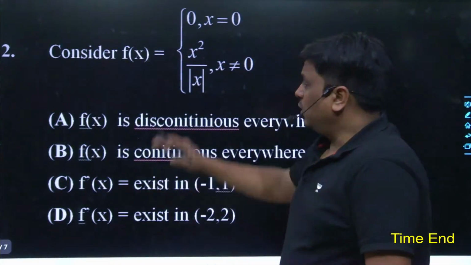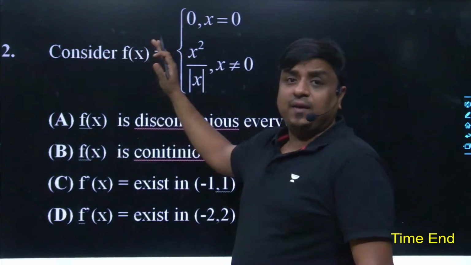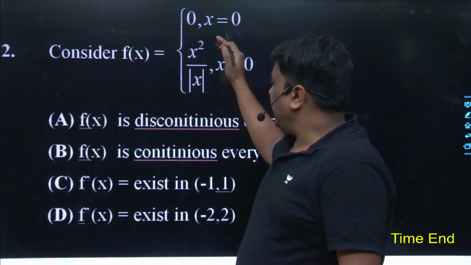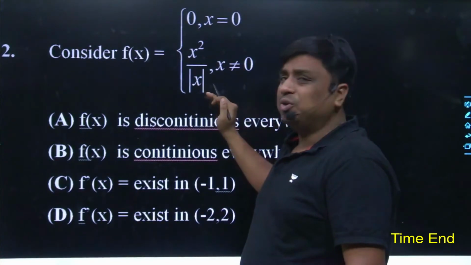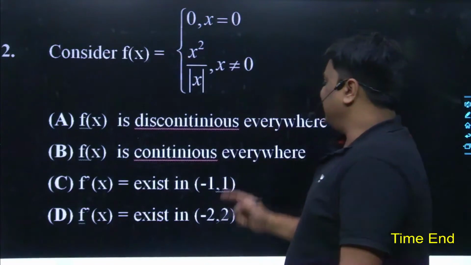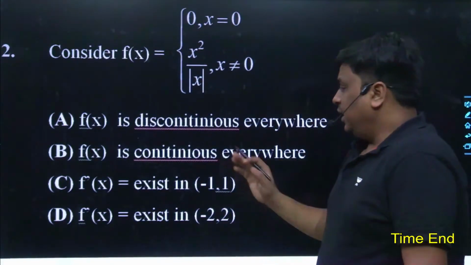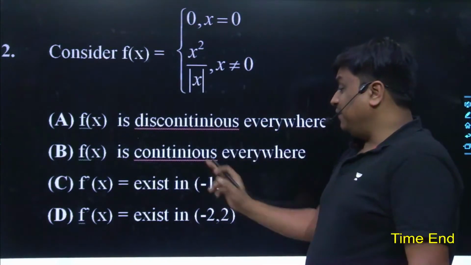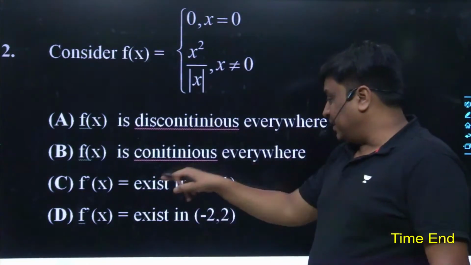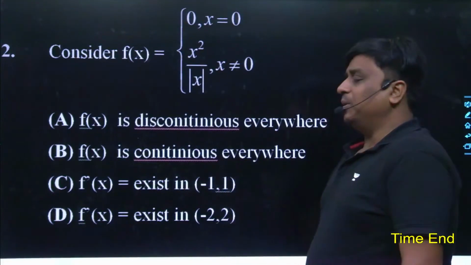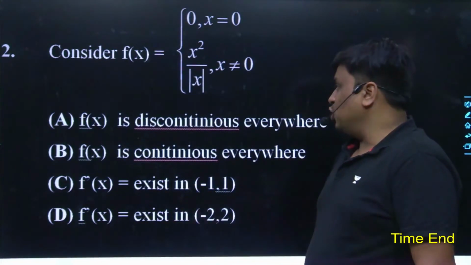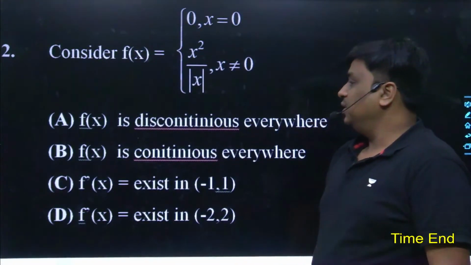What the problem states: consider f of x equals 0 when x is 0, and x square divided by the magnitude of x elsewhere. Options are given. f(x) is discontinuous everywhere. f(x) is continuous everywhere. f'(x) exists. What does it mean? The first derivative of the function exists within the open interval of -1, 1, and similarly the first derivative exists within the open interval of -2, 2.